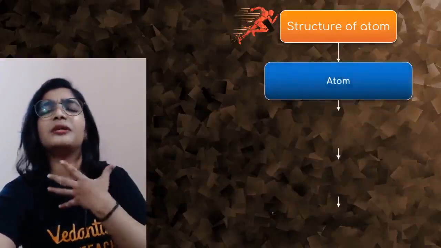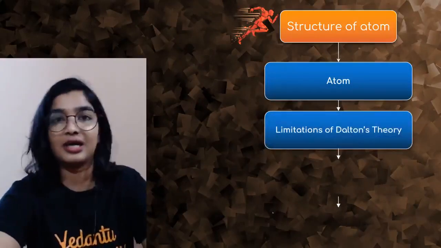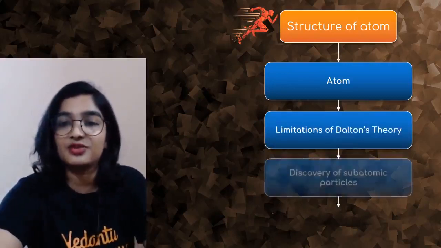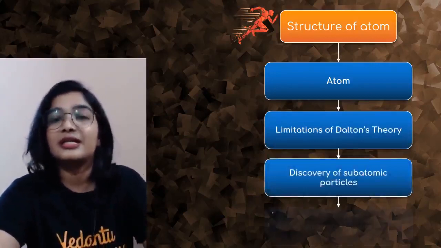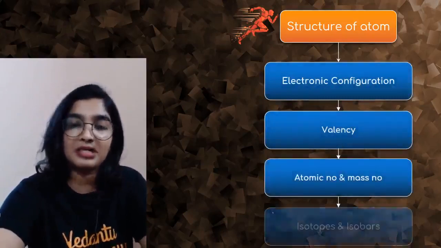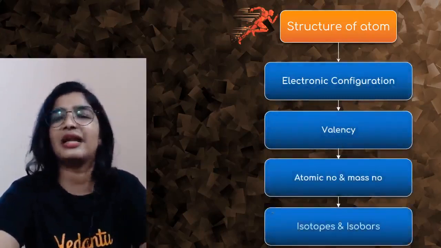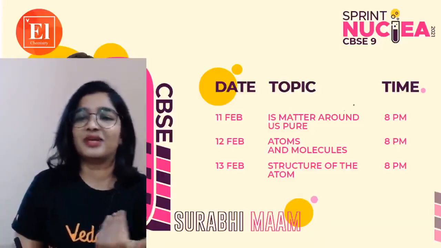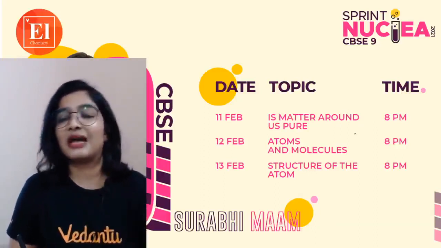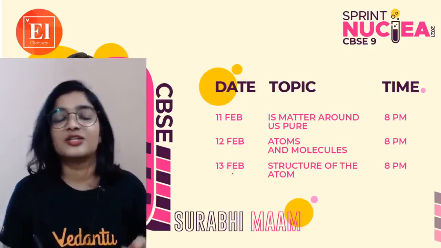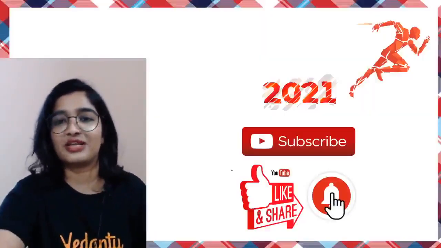Structure of atoms. So what are the important topics? You should know what atoms are and the discovery of the subatomic particles, the limitations of Dalton's atomic theory, very important, discovery of subatomic particles, atomic models, electronic configuration, valency, atomic number and mass number, isotopes, isobars, and their applications. So this is the entire schedule, but we are done with the chapter Matter Around Us, Pure, Atoms and Molecules. If you have not watched the video yet, go back and watch it. So this is our last session, that is Structure of the Atom.